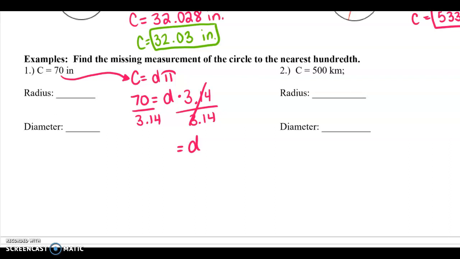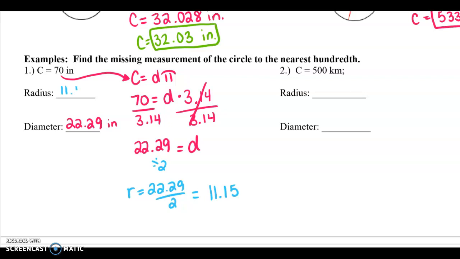So 70 divided by 3.14 is a really, really long number. And they want me to round to the nearest hundredth. So that's 2 decimal places. So it's going to be 22.29. Okay, so that's my diameter, 22.29 inches. And then to find the radius, I'm going to divide the diameter by 2. So the radius is 22.29 divided by 2. And that's going to give me 11.1, we'll say rounded 5, 11.15 inches.